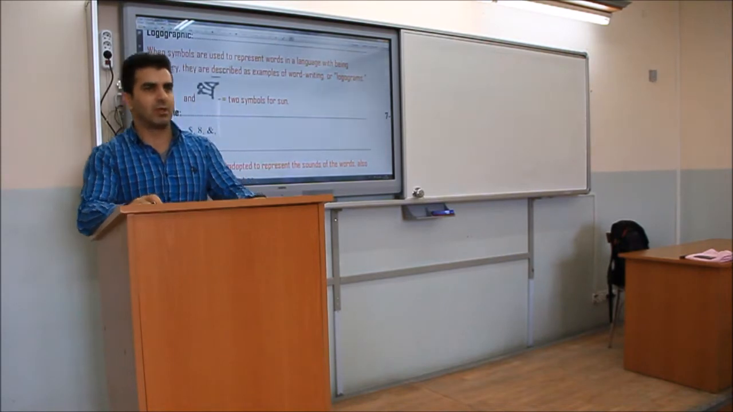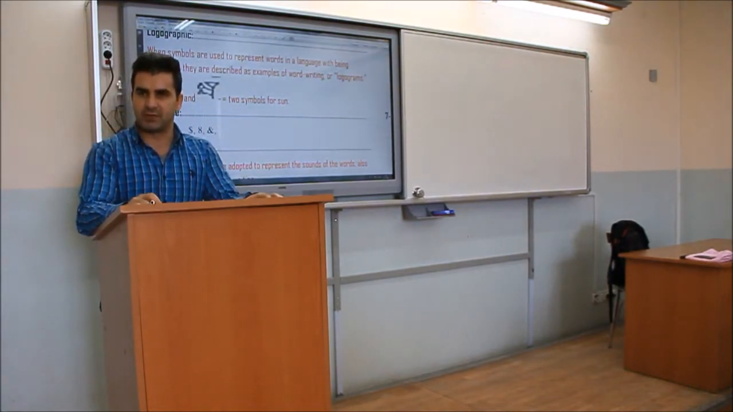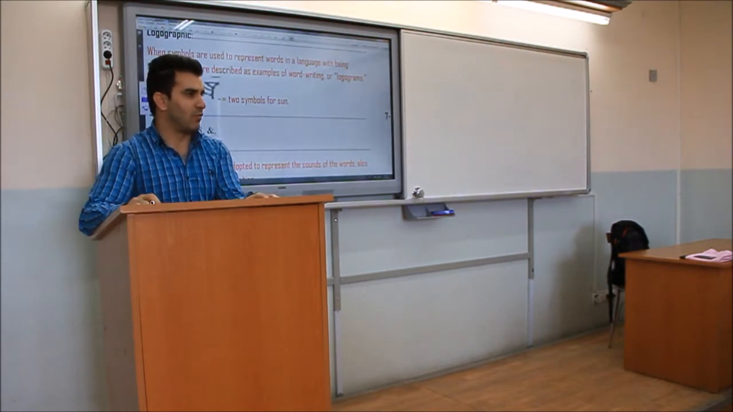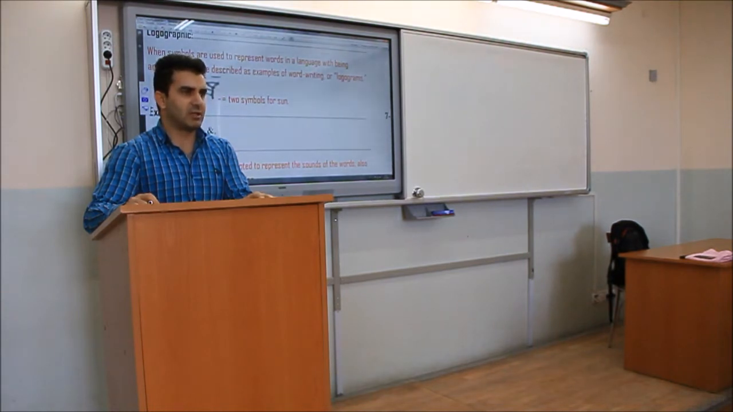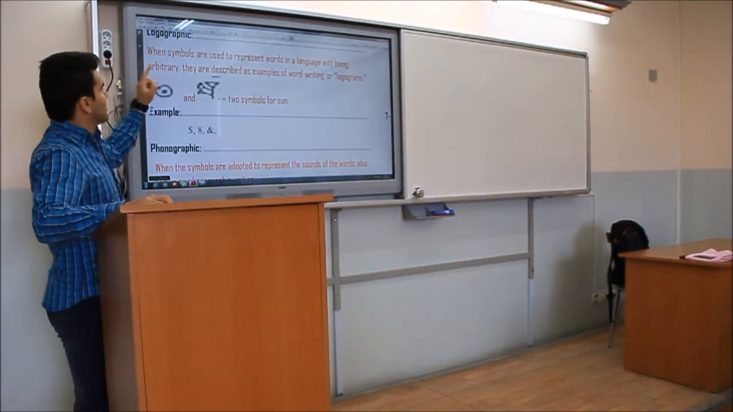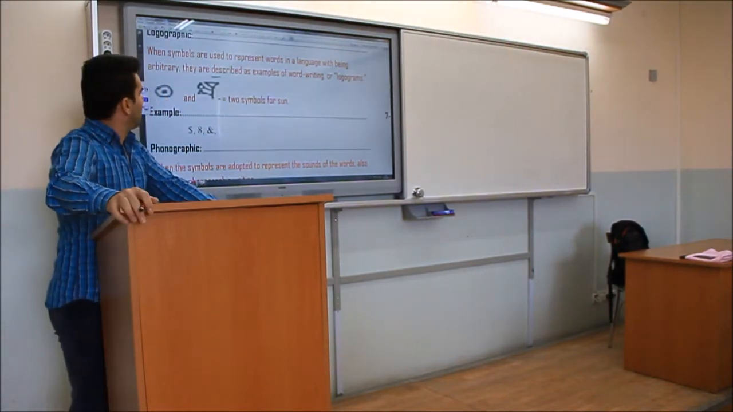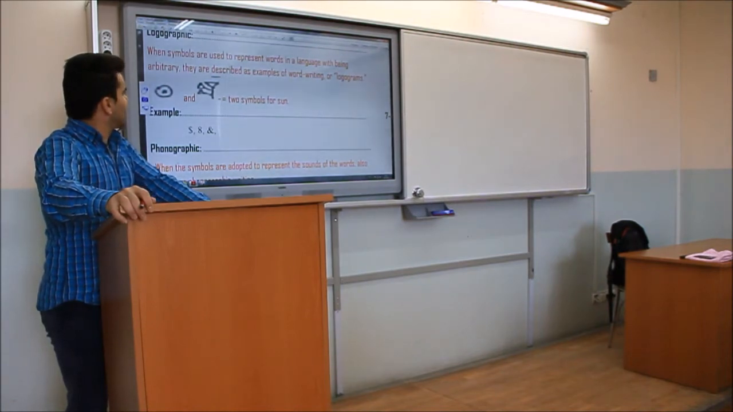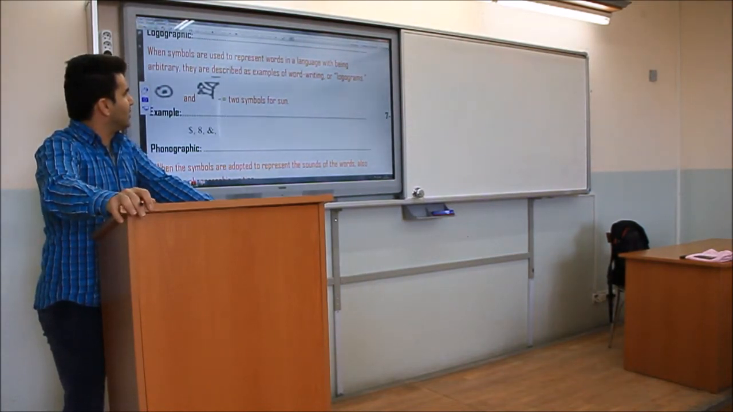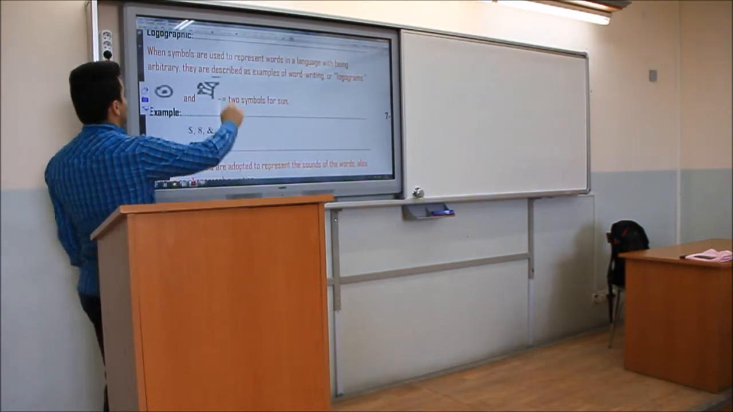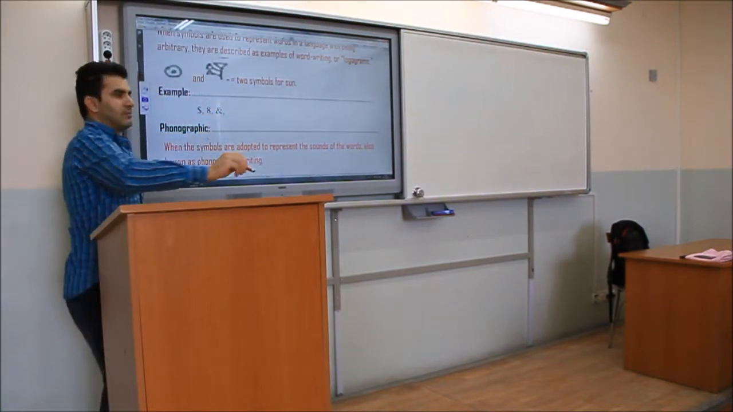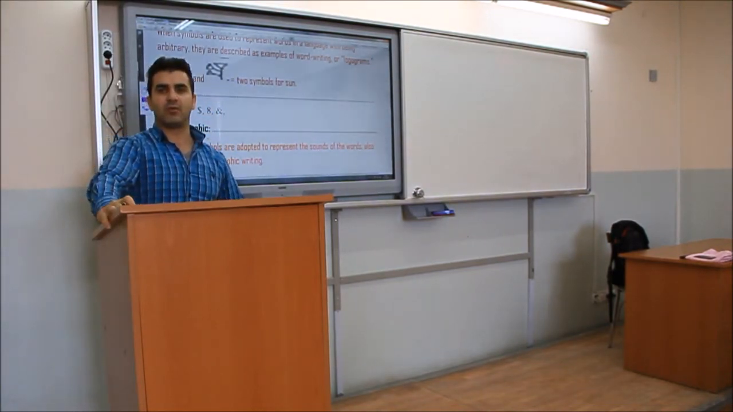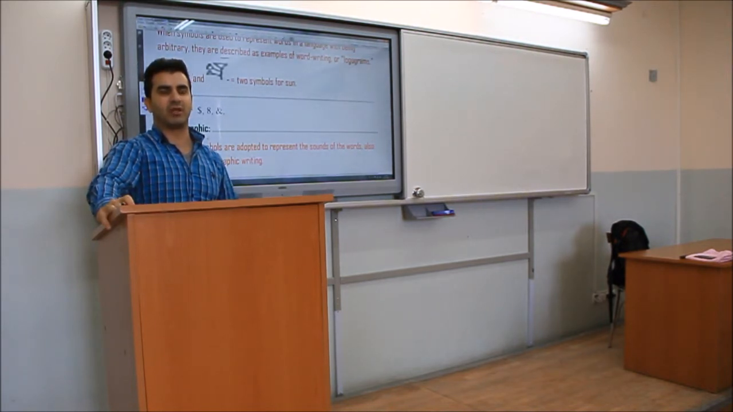in the past, people used to draw some pictures in the caves, right? And these cave drawings are called symbols for objects, and later for communication. And here, when symbols are used to represent words in a language, being arbitrary, they are described as examples of word writing, logograms. What do you mean by being arbitrary? What do we mean by being arbitrary?